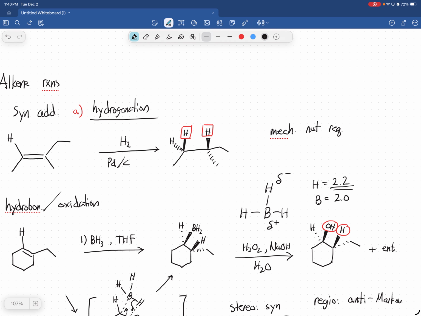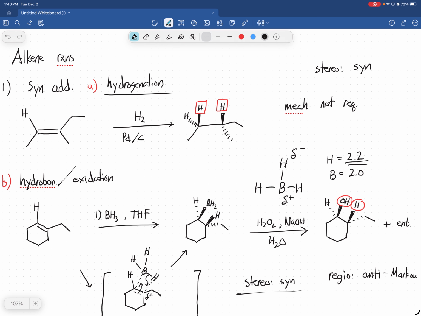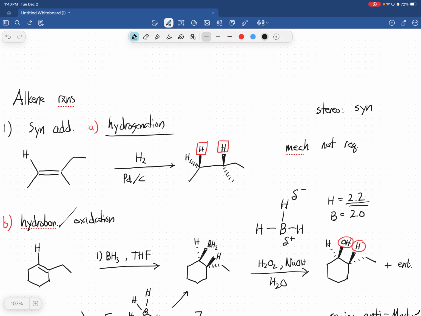All right. How about hydrogen? Well, hydrogenation, this doesn't matter either. So there's no regiochemistry because they're both the same atom. So stereo, but it's still syn. Okay, so I think we got all the syn ones out of the way.